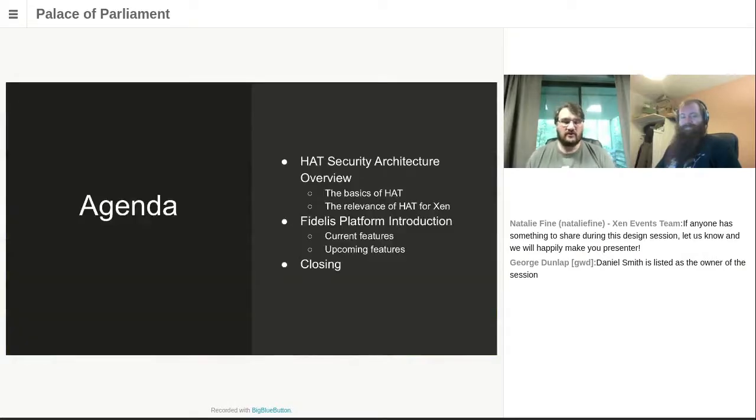All right, so the agenda is I'm going to give an overview of the HAT security architecture. Once we walk through that, I'll give an introduction to the Fidelis platform, and then I'll have a few closing remarks.